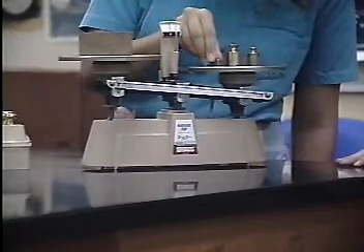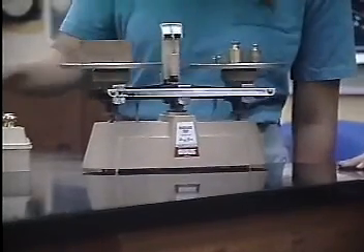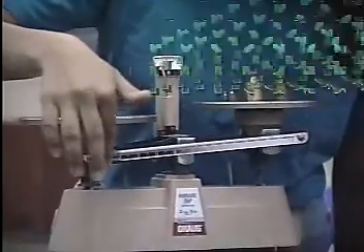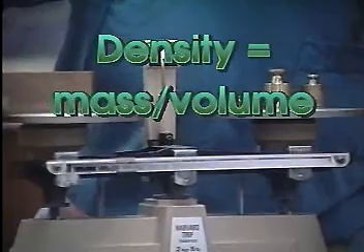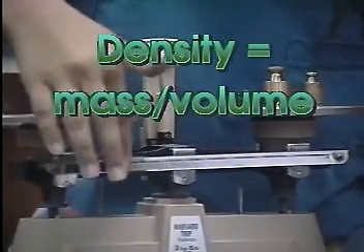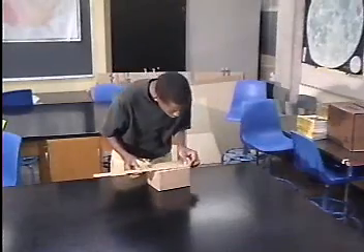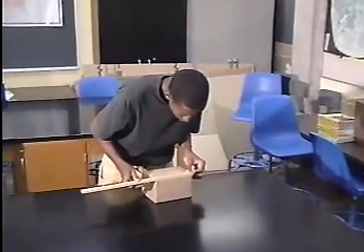To do that, we must know the volume and mass of the object. Density is equal to the mass divided by the volume. The mass of something is found with a balance scale. The volume may be a little more challenging to find.